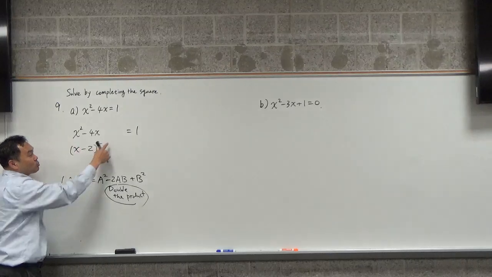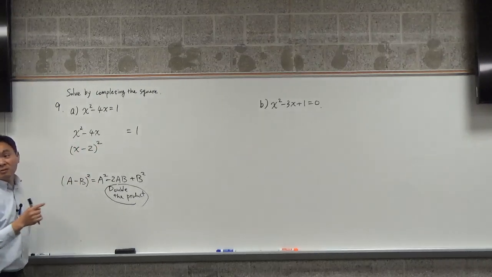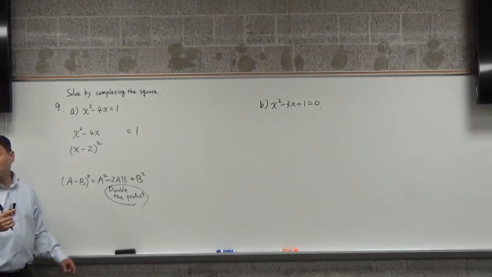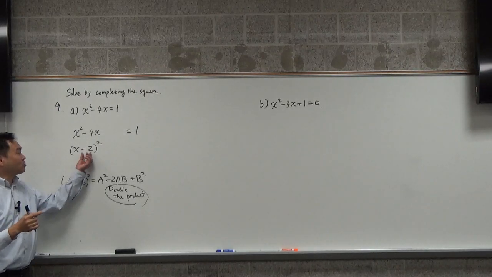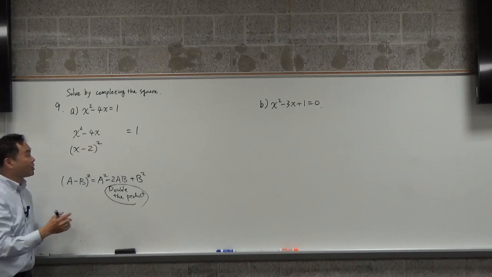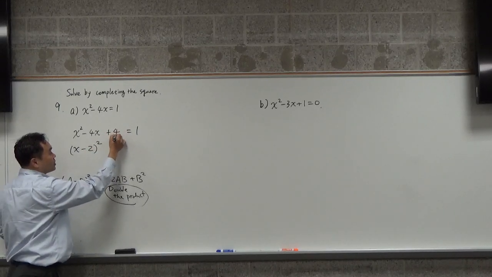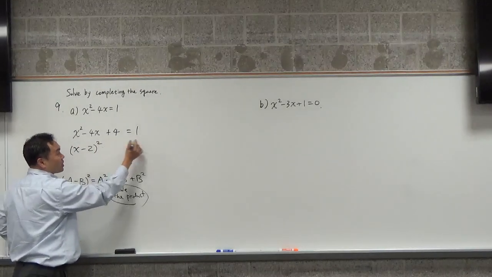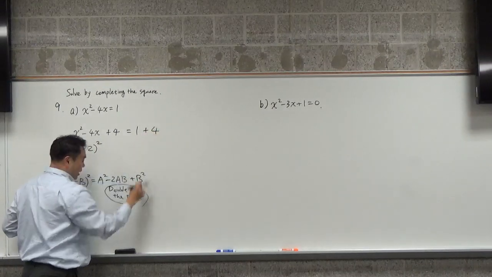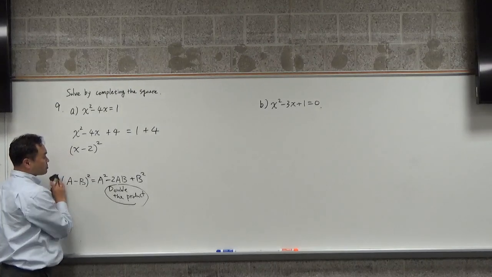Now the question is, what should the constant term be? Yeah, it'll be positive 4, because you have negative 2 squared. That should be positive 4. And because we know that positive 4 completes the left side as a square, you should also add 4 to both sides.